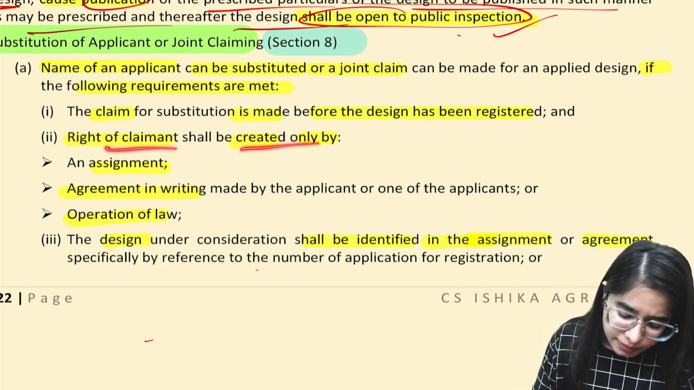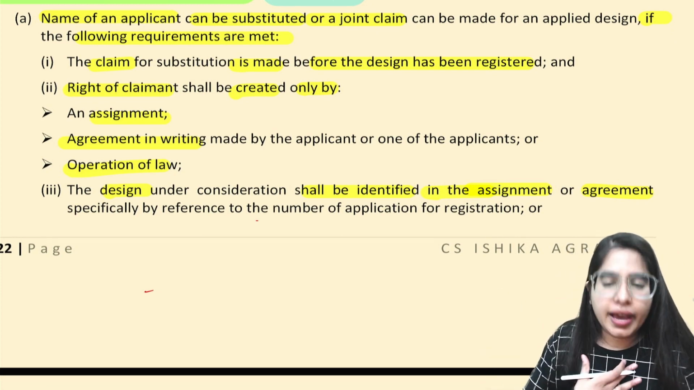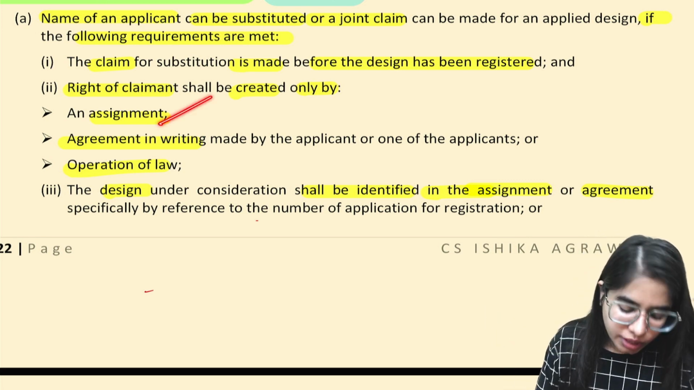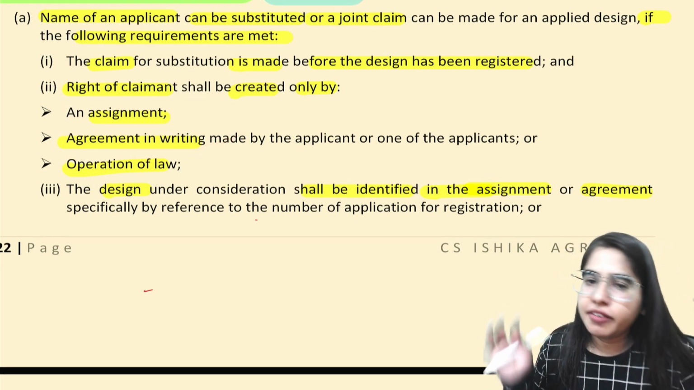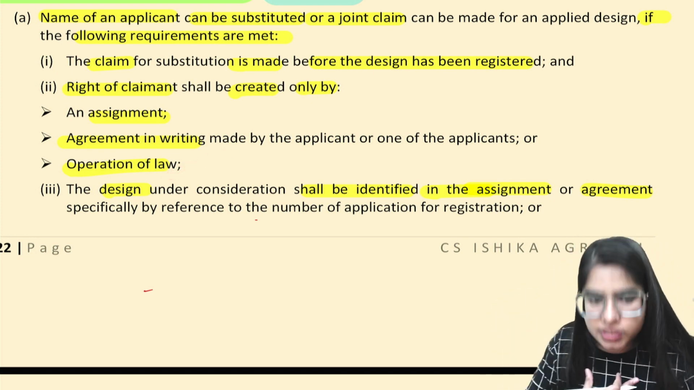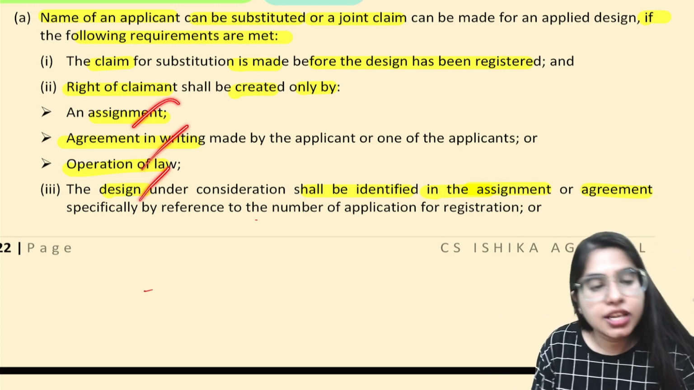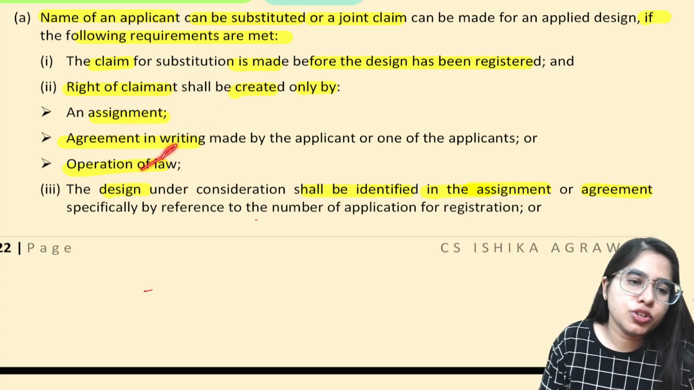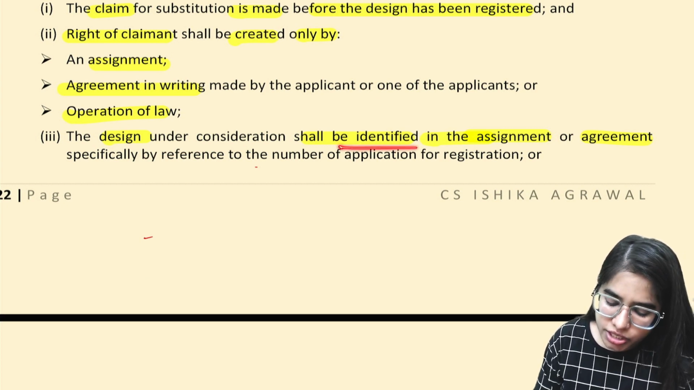Number 2, right of the claimant. Let's say I am transferring my application of design to Pinky. Pinky's right can be created only by either assignment. Assignment means I am assigning my right to Pinky. Second, agreement in writing. I have entered into a written agreement with Pinky. Third, operation of law. Operation of law means a person died and then automatically that is transferred to their legal heir. So only by these 3 means can you transfer your right: either by assignment, by agreement, or by operation of law. And the design shall be identified.